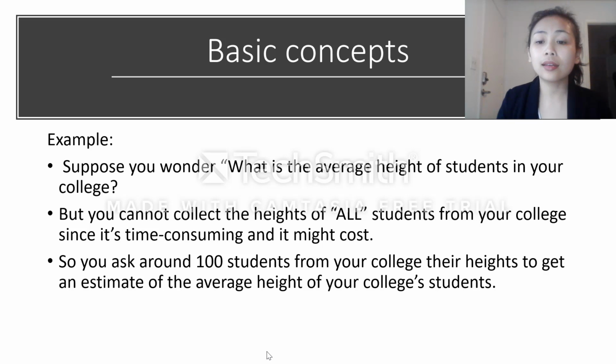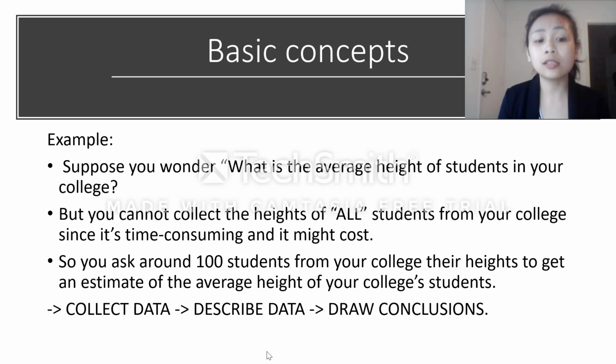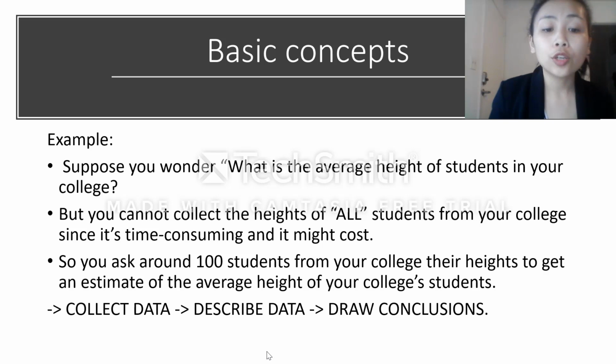And then you get the information about their height, then you take the average to know what is the average of their height and make an estimate of the average height of your college students. So that's how you make statistics. First, you go and collect data. Then use the data that you collected to calculate the average height of 100 students. And then from the average height of 100 students, you make a conclusion, an estimate for the average height of students in your college. So that's how you make statistics.